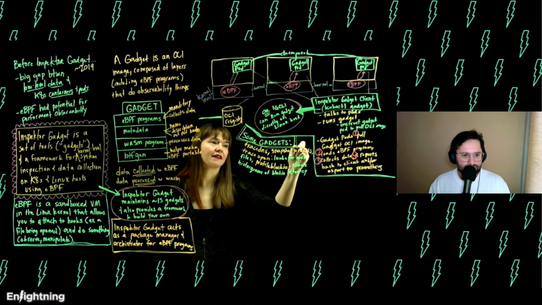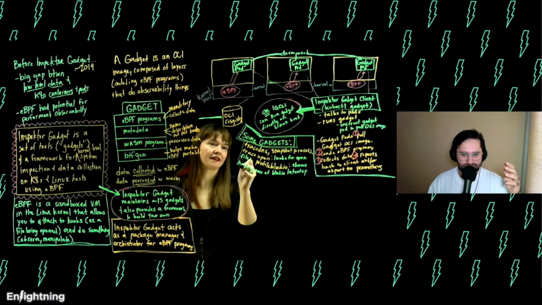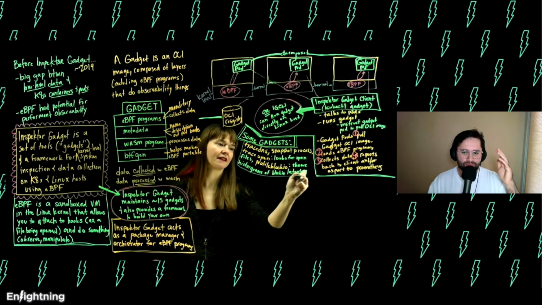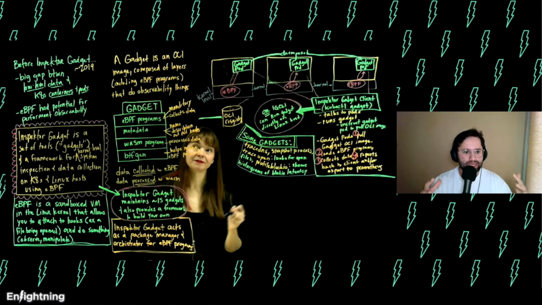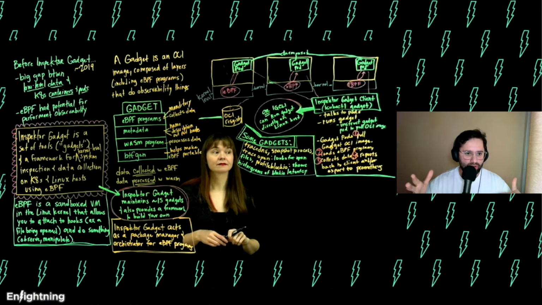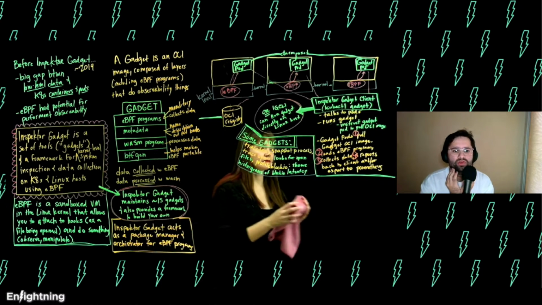One of the small features I want to talk about for gadgets is the filtering we have. Once you run a gadget, you can filter by pod, container, or namespace. So I would say the filtering part.